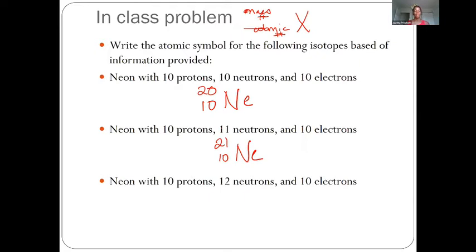And then last but not least, once again, we're dealing with neon with 10 protons. Again, notice the atomic number is not changing. However, that mass number will now be equal to 22, which is from the 10 plus 12. Again, all these elements represent neon. However, the different variations are what we call isotopes.